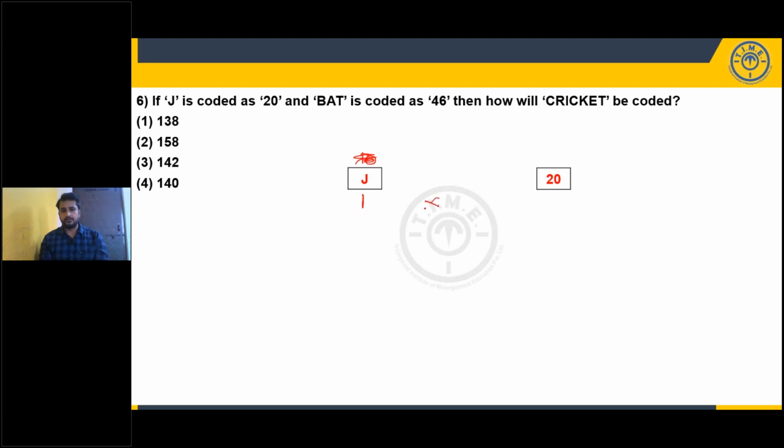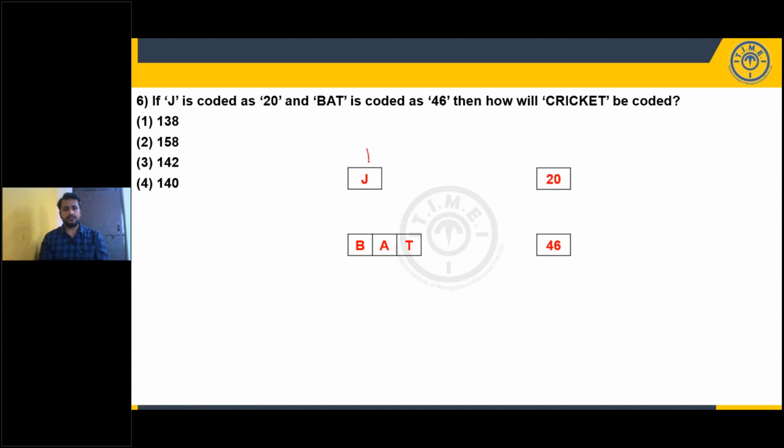1 and 20 means it is into 20. But what is the second word given? Bat. Number of letters 3. By applying the same, 3 into 20, I should get 60. But is it there? No. It means it is not based on the number of letters. So think in a different way.